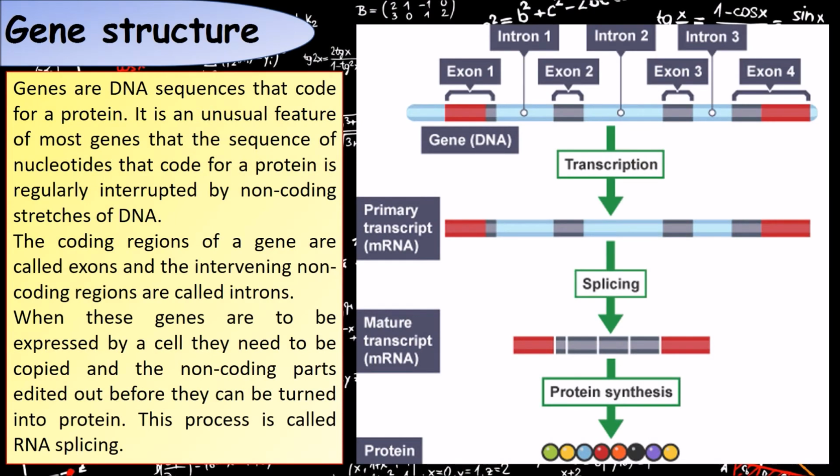So, genes, the DNA sequences that code for a protein, come in long strands that are made of exons and introns. The coding regions of a gene are called exons, and the intervening non-coding regions are called introns. After transcription of the DNA into primary messenger RNA, the non-coding parts are spliced out to make a mature strand of messenger RNA that can then be used in protein synthesis. My following short clip will show how this is done.